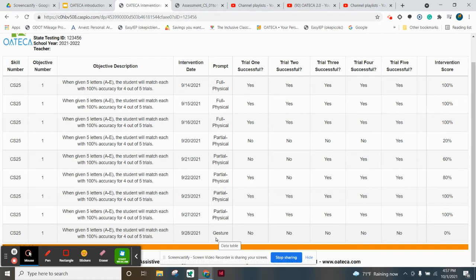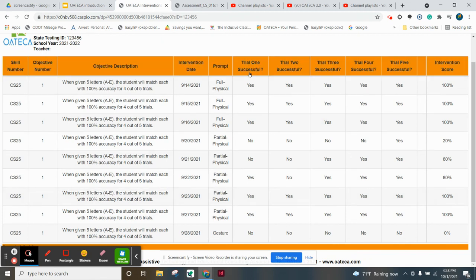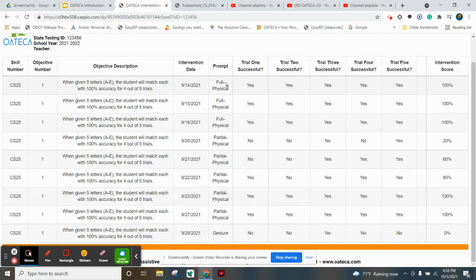And then at independent, then you are going to be looking at the intervention score. Then you move from one objective to the next objective when you get 3 of these data entries at 80% or greater in the independent area. So this is for the most severe student who shows progress by diminishing the physical prompts.